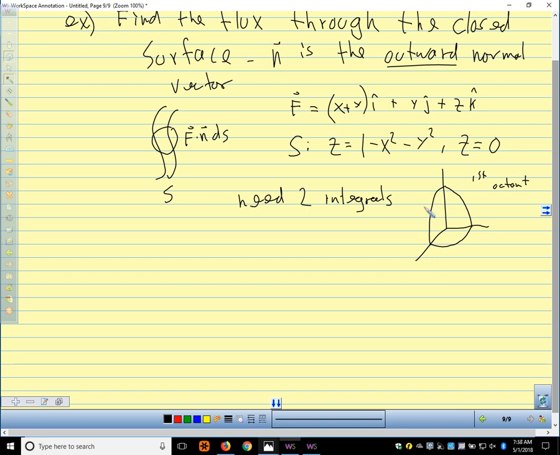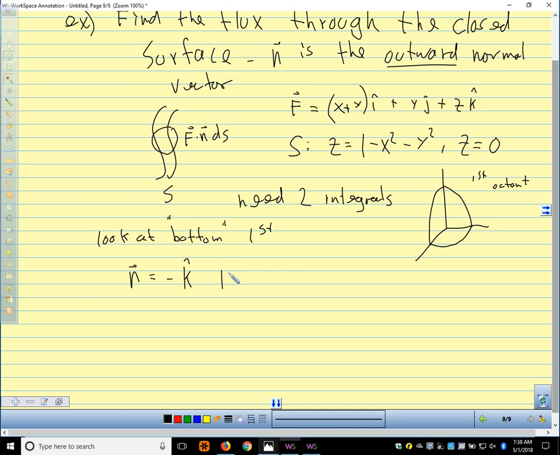Two integrals. One for the paraboloid and one for the bottom of the surface. So let's look at the bottom first. Now, before we set this up, the fact that our surface is a paraboloid, what's that going to suggest for our coordinates? Polar coordinates, because our region in the xy plane is a circle. So look at the bottom first. What is an outward unit normal vector for the bottom of this surface? N is negative k hat.